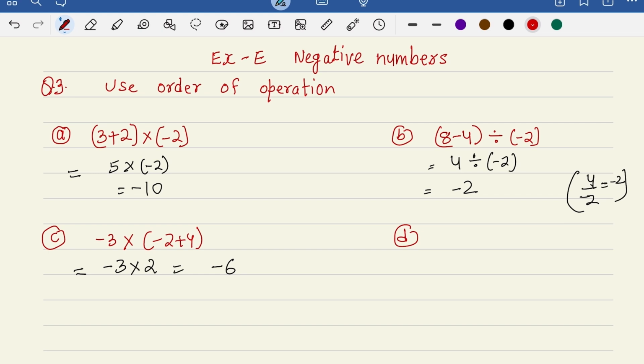D part, minus 1 times 7 minus 8. So 7 minus 8 would be solved first, that is minus 1. So minus 1 times minus 1. Minus times minus is plus. So it would be 1.